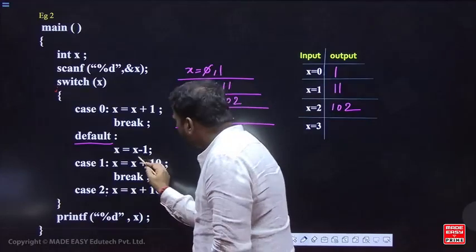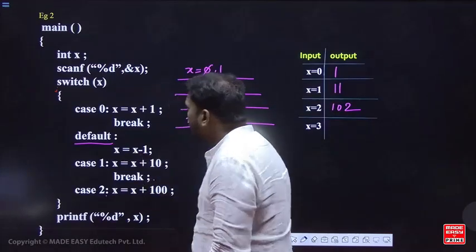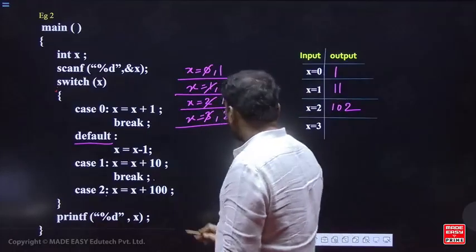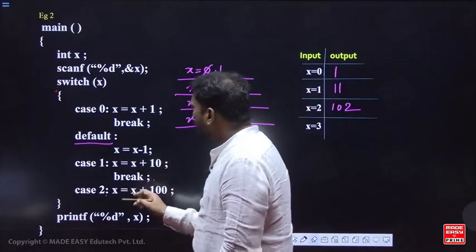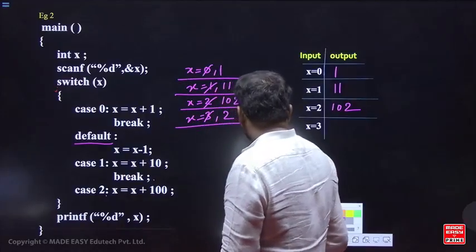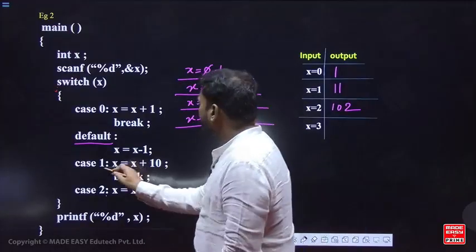And remember, after default also there is a requirement of what? Break here. So there is no break here. Yes or no, right? There is no break here. If there is no break, so it will execute what? Case 1 also it will execute. Please understand here. Okay, right?